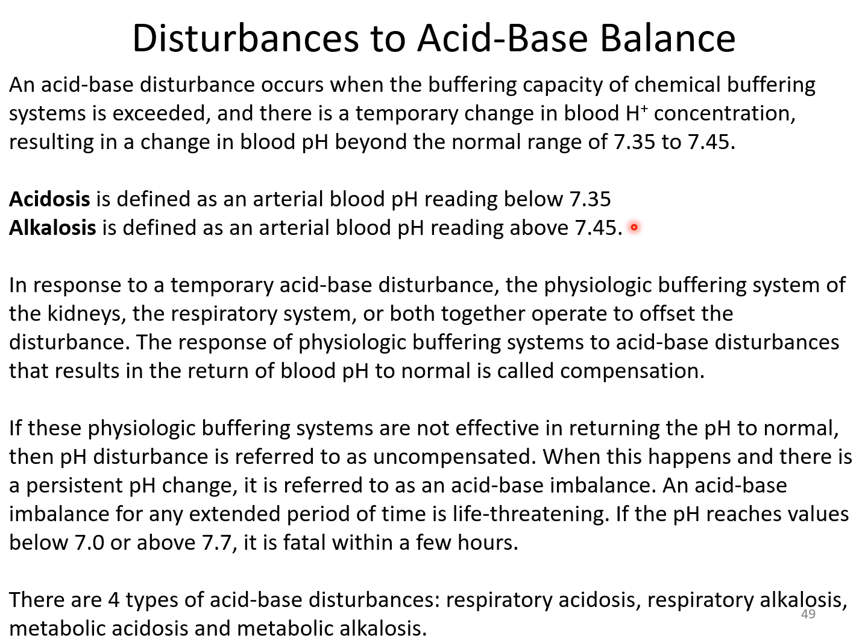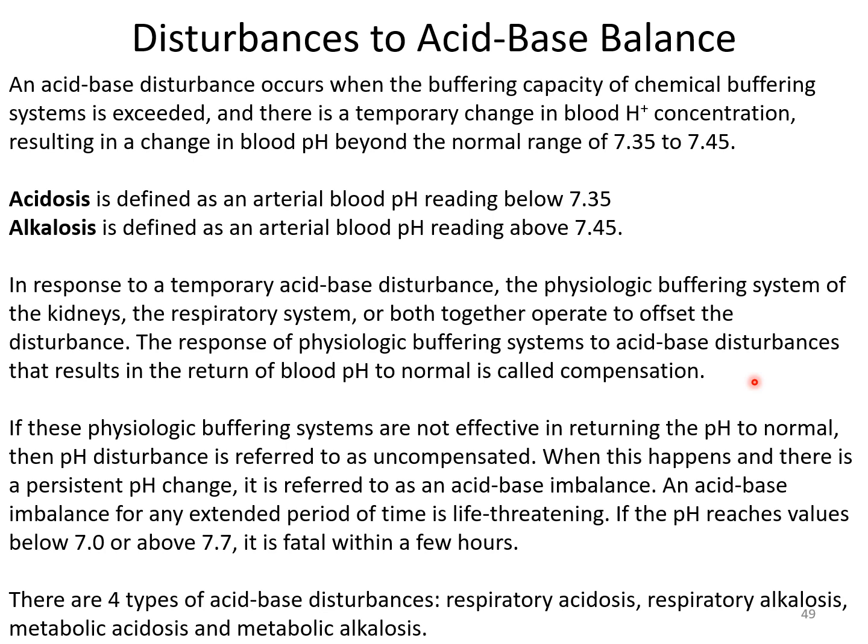Okay, in response to a temporary acid-base disturbance, the physiological buffering systems of the kidneys, the respiratory system, or both have to operate to offset that disturbance. So eventually these physiological systems are going to kick in and do their job to buffer the pH of the blood. When the physiological buffering systems actually do their job and return the pH back to its normal level, that's called compensation.